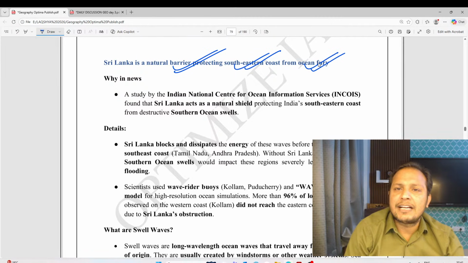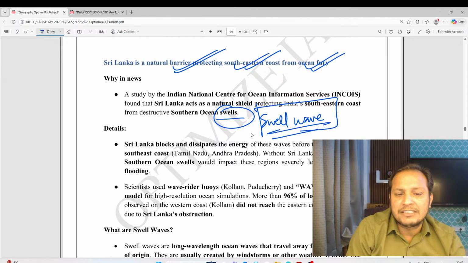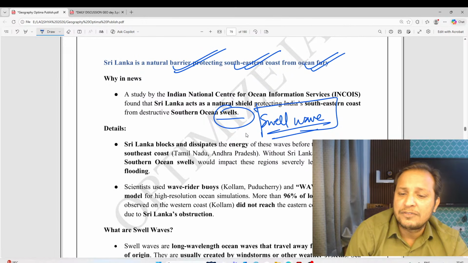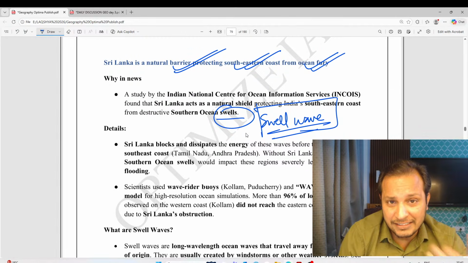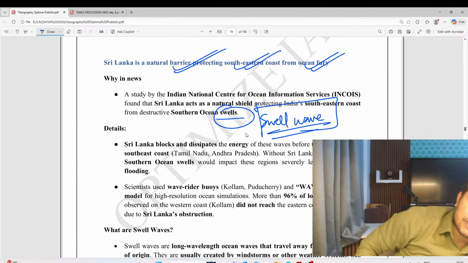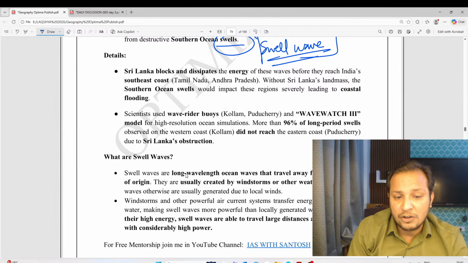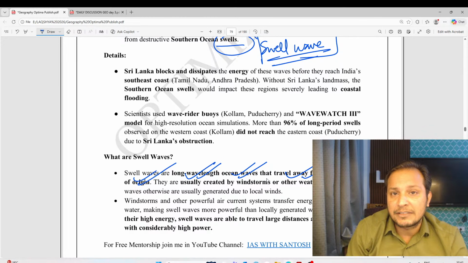So guys, there are something called swell waves, which are waves generated because of oceanic disturbance, maybe strong wind. These waves are basically long wavelength ocean waves that travel away from the places of origin. They are generally caused by wind storms, these swell waves.